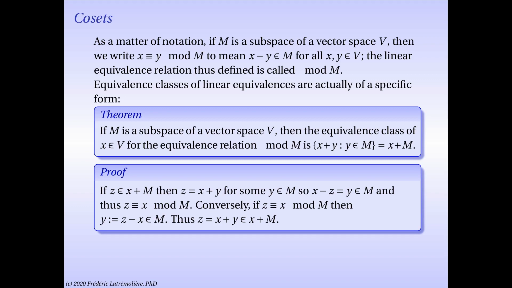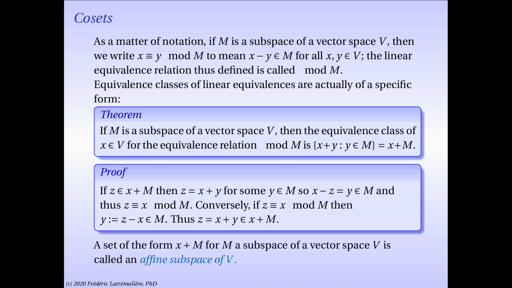Conversely, if z is in the equivalence class of x, that is z is equivalent to x modulo m, then set y to be z minus x. By definition of our equivalence relation, it means that y is an element of m. Thus, z equals x plus y, and therefore z is an element of the translate of m by x. This concludes our proof that the equivalence class of x for the equivalence relation modulo m is indeed the translate of m by x.